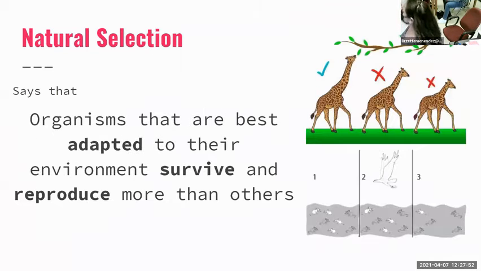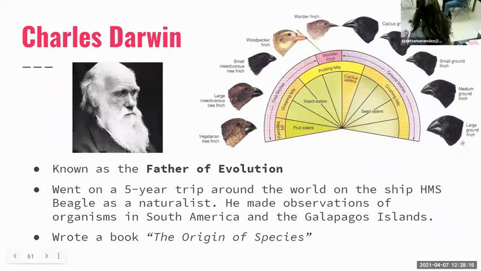So as a reminder, because we've only said it like a trillion times, natural selection is how evolution happens. And natural selection just says that organisms that are best adapted for their environment are going to be the ones that survive and then reproduce, right? We talked a little bit about Darwin, how he's the father of evolution because he went on this journey, saw all these different finches with different beaks, and he started thinking, why is it like that?